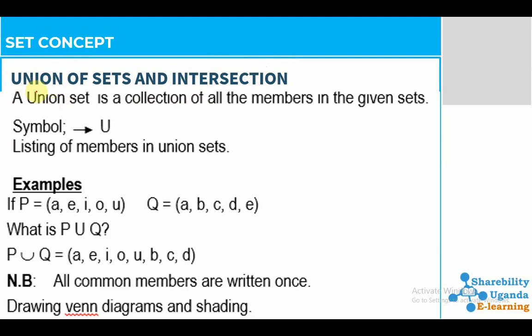Okay, that is the right answer. I know you know it. So let us look at what they mean. A union of sets is a collection of all the members in a given set. You collect all members in a given what? In a given set. This is also a type of a set.